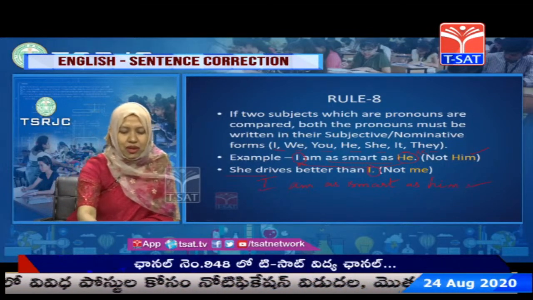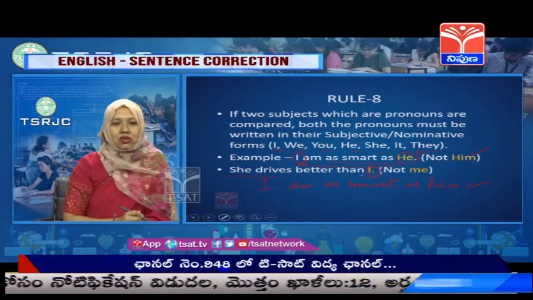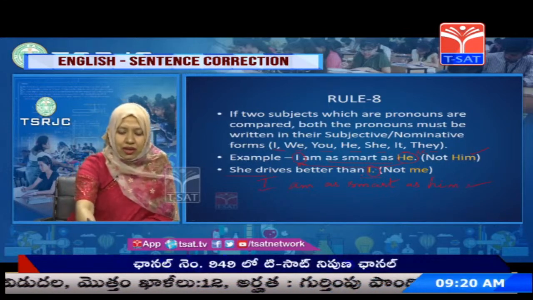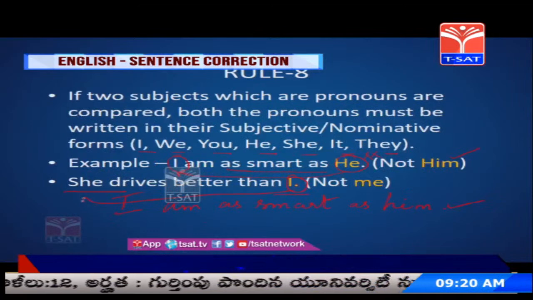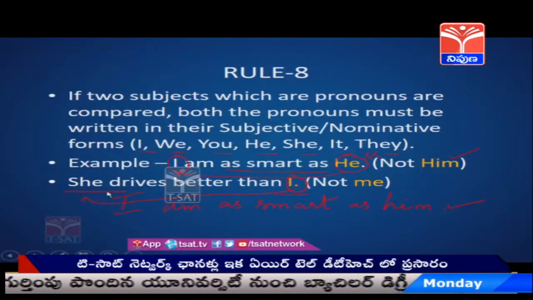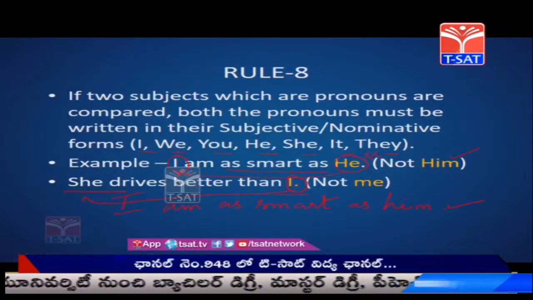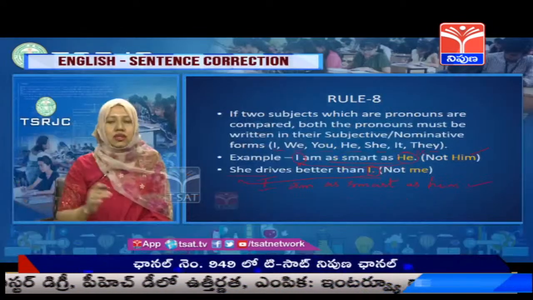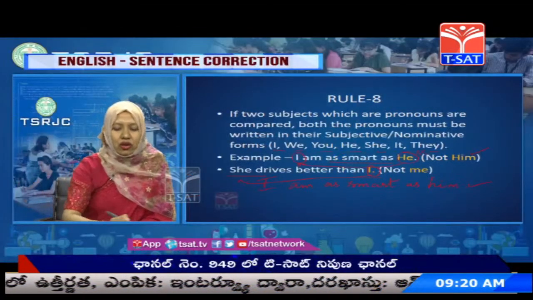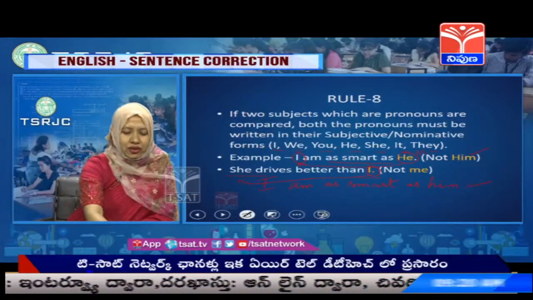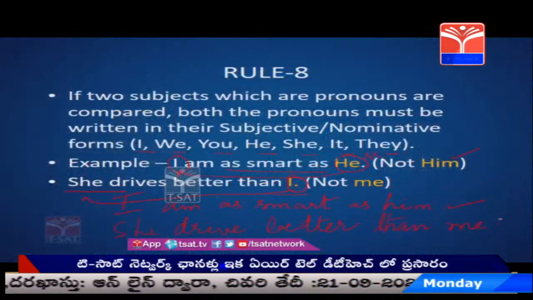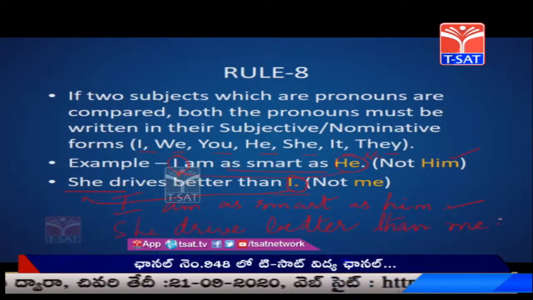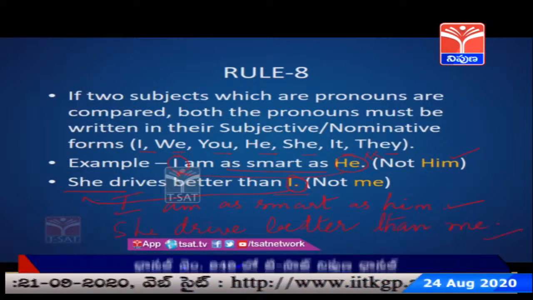This is the subject place and this is the object. So in the subject place you always use I, he, she, you, etc. I should be used in the beginning of the sentence in the subject place. I should not be used as an object. So instead of I, you will write me. She drives better than me is the correct sentence. I hope this is clear.